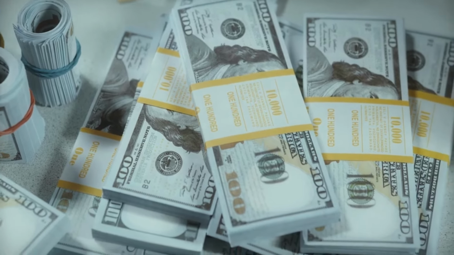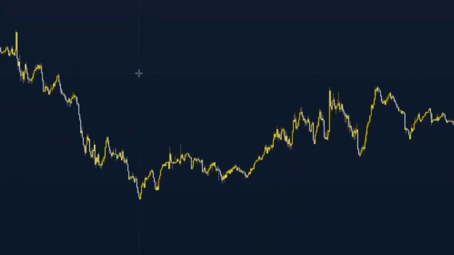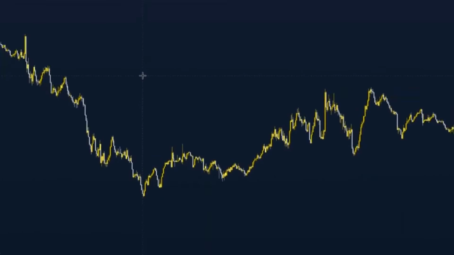If you want to see how I used one free indicator on TradingView to make 209% gain on the account, then stay tuned till the end of the video. We'll be using one free indicator and I'm going to show you exactly what it is and how to use it and how to take trades. But it's slightly different than the usual way, so make sure you watch every bit to see all the settings that you'll need and how to use it.